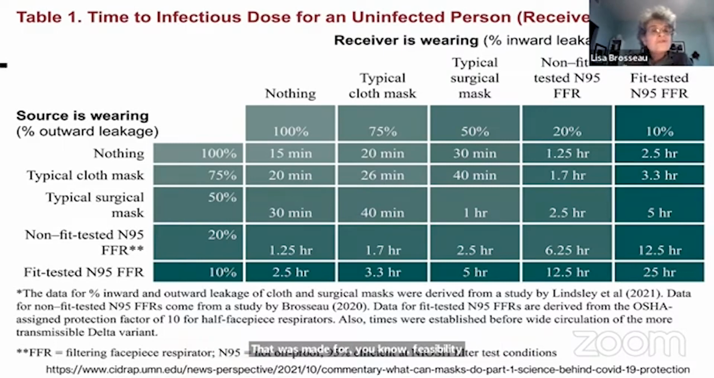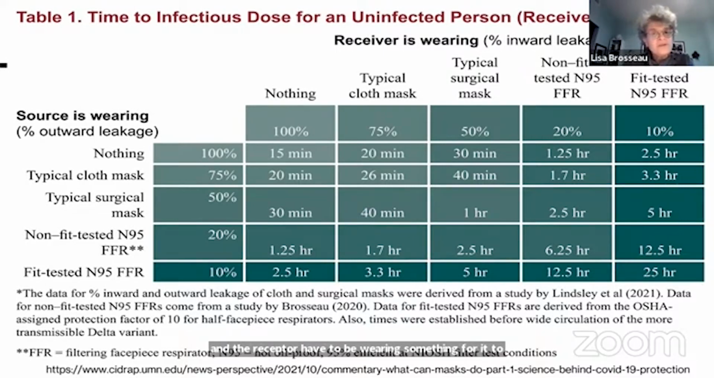But it was a good starting point because it helped me illustrate what happens if the source is wearing something, the receiver is wearing something, or both are wearing something. And what you note is as you move from a cloth mask, a surgical mask, to a fit-tested filtering facepiece respirator or a non-fit tested filtering facepiece respirator, you move from minutes to hours. But you also need to consider the fact that the source and the receptor have to be wearing something for it to really make a big difference.